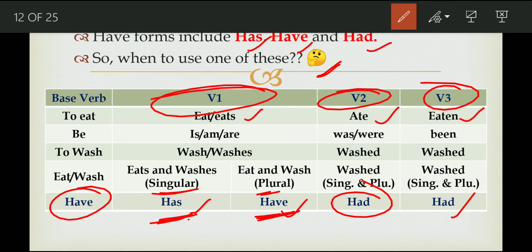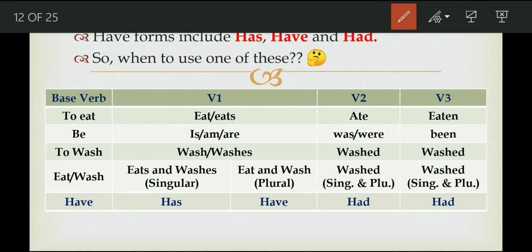And if it is V2, it is simply had. For both singular and plural, in past tense it is had. Even for V3, whenever you want to use a V3, and for both singular and plural, it is had. So just try to understand this.